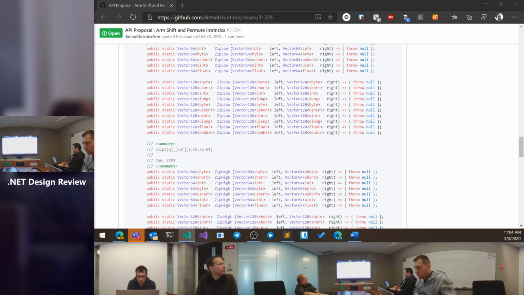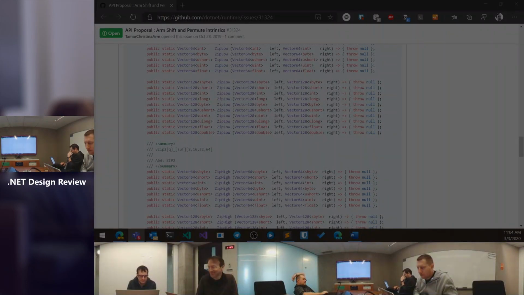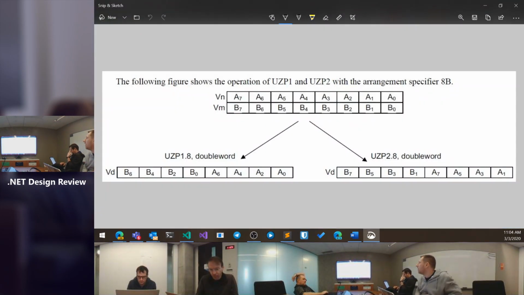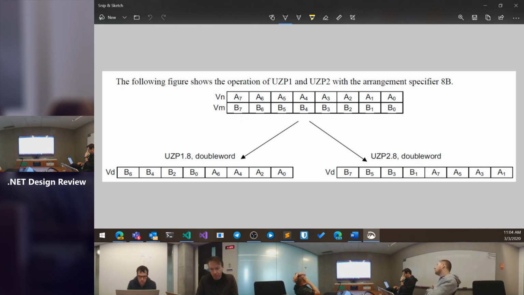I don't think Immo has it. I will copy and paste the diagram again. Okay. I think we call these unpack low and unpack high on x86. I think that's the equivalent.